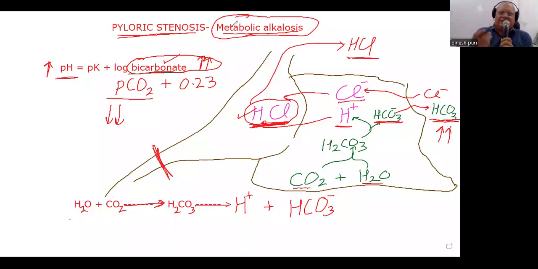Just for completion's sake, what is the compensatory mechanism? How can you restore the pH? This can be done by increasing the PCO2 concentration. So the patient will hypoventilate. In contrast with diabetic ketoacidosis, metabolic acidosis, where the patient was hyperventilating, here there will be hypoventilation. So that is all towards this deceptively simple question, why metabolic alkalosis in this condition.